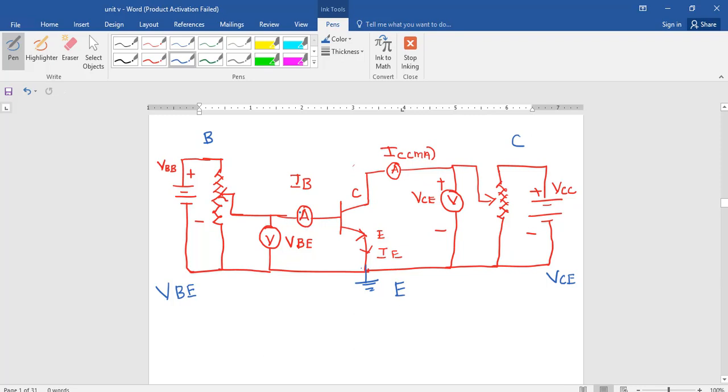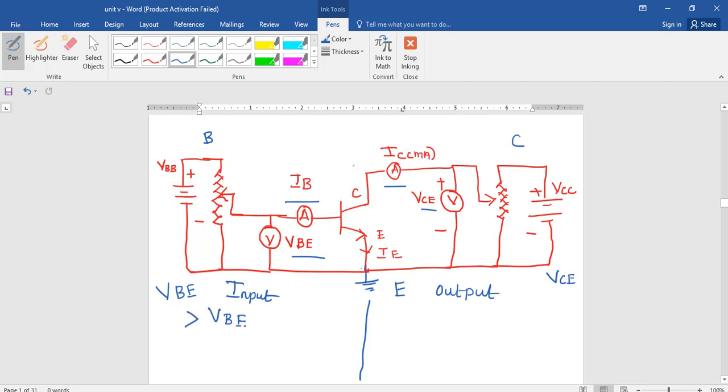You are having an ammeter which will give you IB. You are having a voltmeter which will give you VBE. Then you are having an ammeter which will give you IC. Then you are having a voltmeter which will give you VCE. Here our objective is to obtain input and output characteristics.